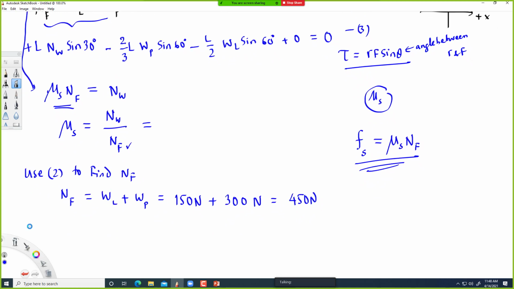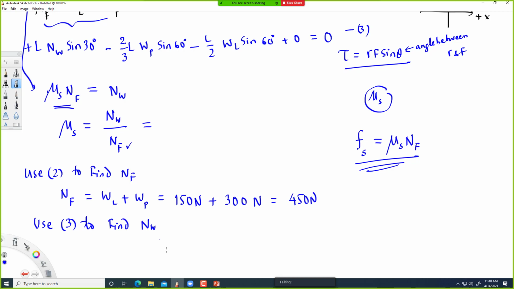I know it's a little bit lengthy. You may be a little bit lost on that, but with more practice, I think that'll be better. So use the third one to find NW.